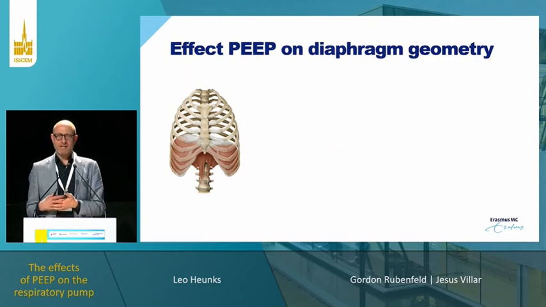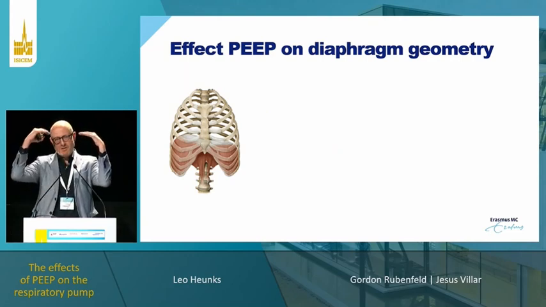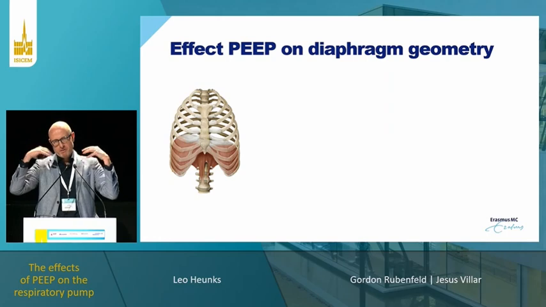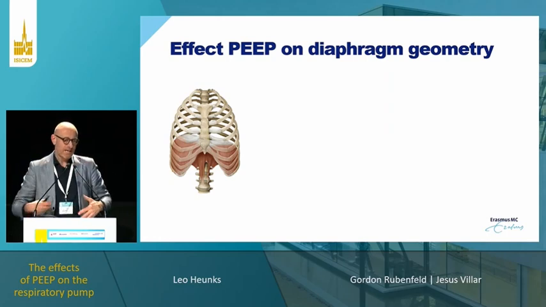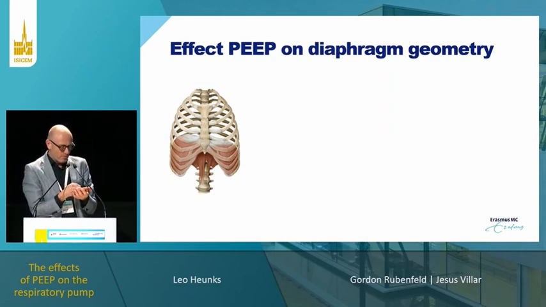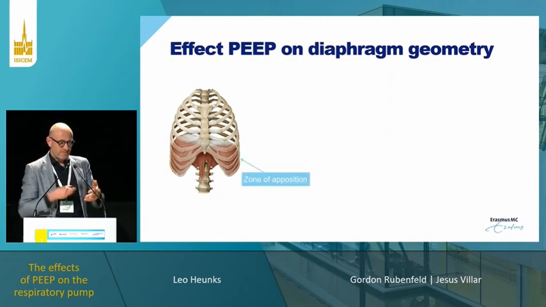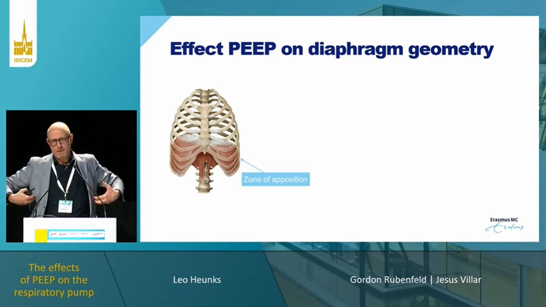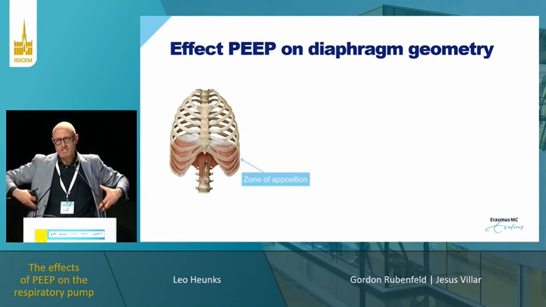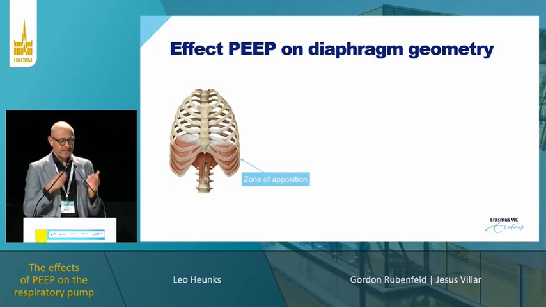Right here you see the diaphragm. That's that fantastic dome-shaped muscle positioned between the thorax and the abdomen. There are two parts that are really important: the top, the tendinous part, and the lateral part, the zone of apposition, the place where we generate the pressure, the place where the muscle fibers are located. As you can imagine, upon contraction of the muscle fibers, the top of the dome will move downwards.